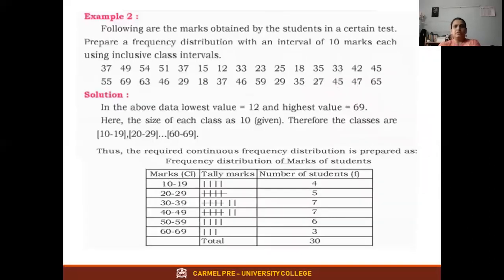Second one. Following are the marks obtained by students in a certain test. Prepare a frequency distribution with an interval of 10 marks each using inclusive class intervals. Now, he has already told us what type of class interval, so you can't say exclusive. Since he has told you to do inclusive, you have to choose inclusive. Width is already given. Interval of 10 marks. Width is 10, already given to us. So we should go ahead and do the problem.